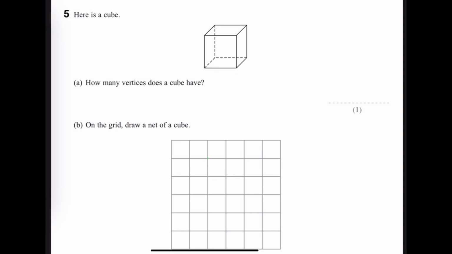Question 5. Here is a cube. A. How many vertices does a cube have? Vertices is the same as corners. So we can just see from the diagram and count how many corners this cube has. 1, 2, 3, 4, 5, 6, 7, 8.